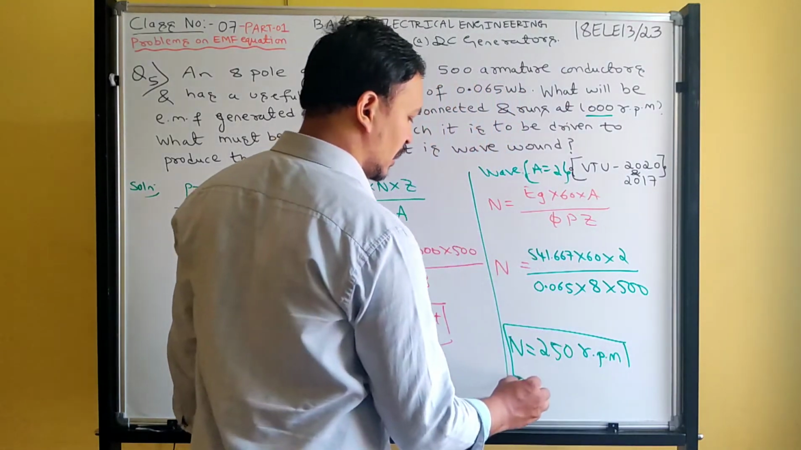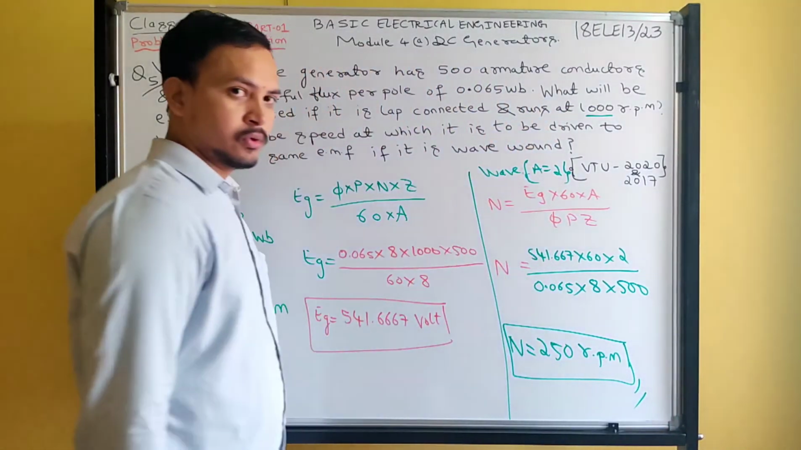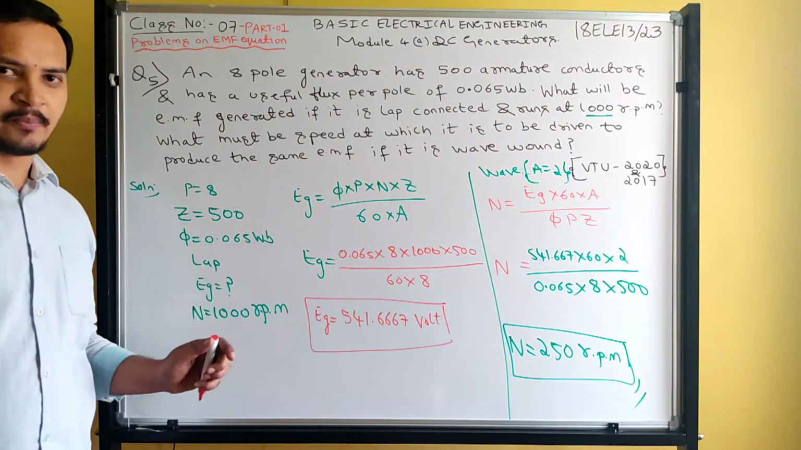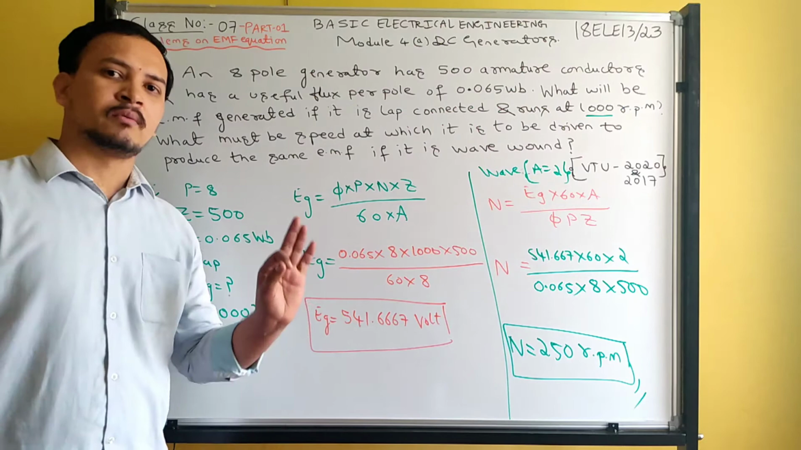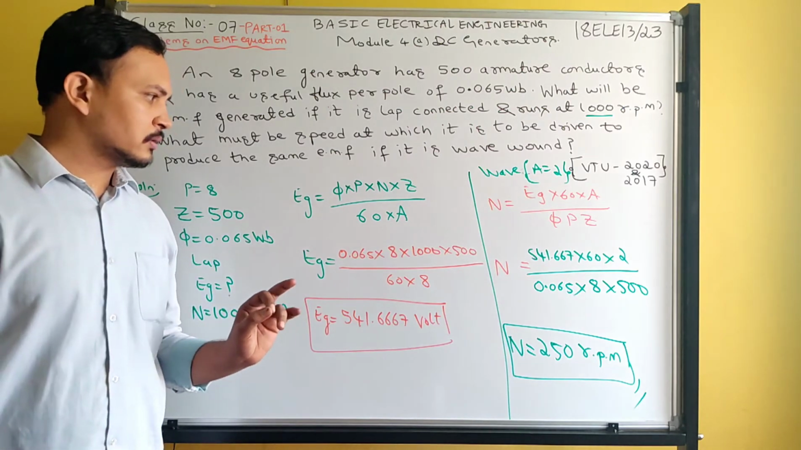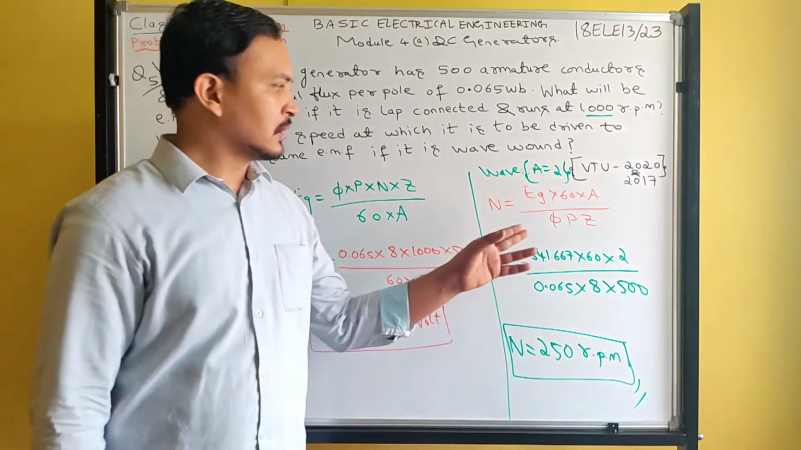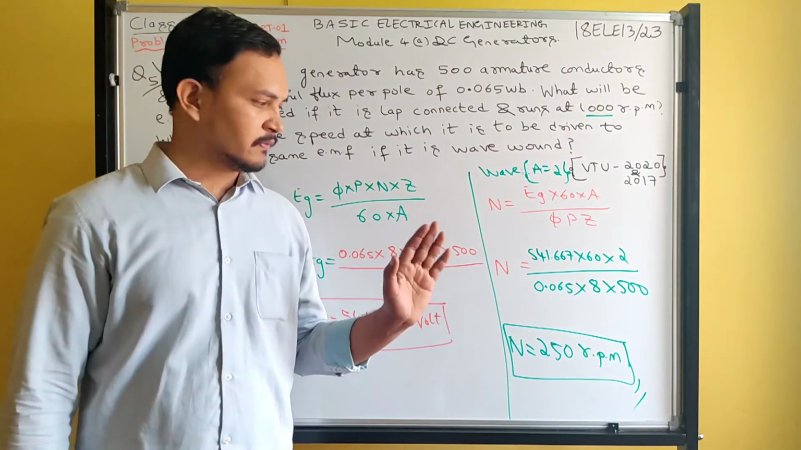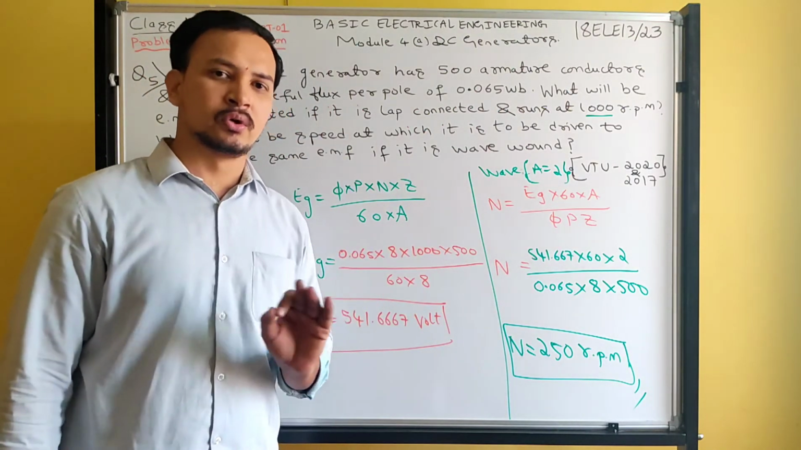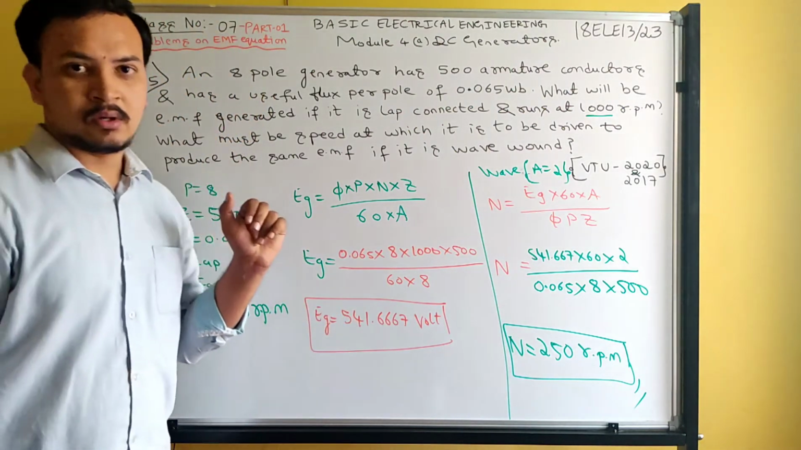Understood, guys? See how easy the problems are. You should read the question properly. Many students practice the problems without knowing the concept, so they mix up. They take this data for this side, that data for the other side. They mix up everything, and finally they get wrong answers. Don't do like that. Understand the question.